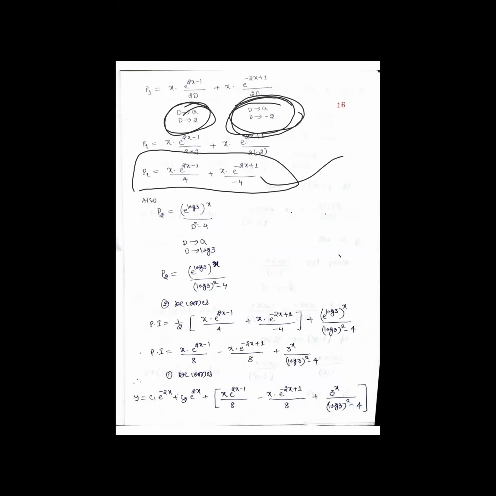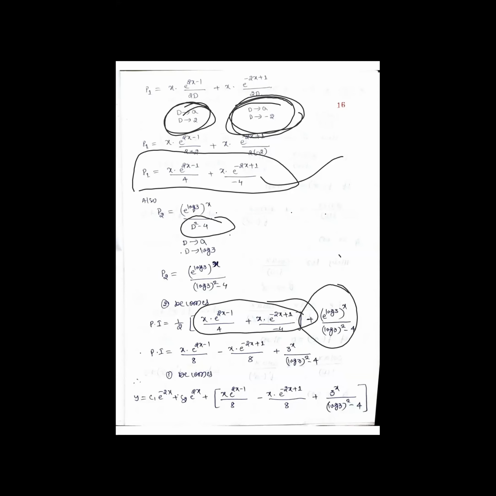So what is P2? Here it is e raised to log of 3 raised to x, so I converted this in terms of an exponential. The coefficient of x will be log of 3, so d is replaced by log of 3. So e raised to log of 3 raised to x, over log of 3 squared minus 4. I have to replace it here, so that will be coming here. Understood? So the particular integral is equal to 1 by 2 P1 plus P2.